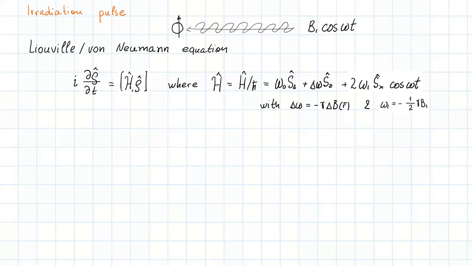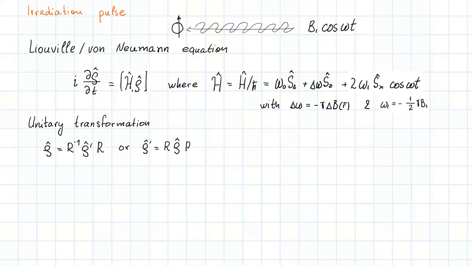For this purpose, I will use unitary transformations frequently. In other words, I will introduce a unitary operator R and the corresponding density matrix ρ'. The ρ and the ρ' are linked via the formula ρ is equal to inverse R, ρ', R. By inserting such ρ into the Liouville-von Neumann equation and performing some transformations, I obtain a very similar equation for ρ'.